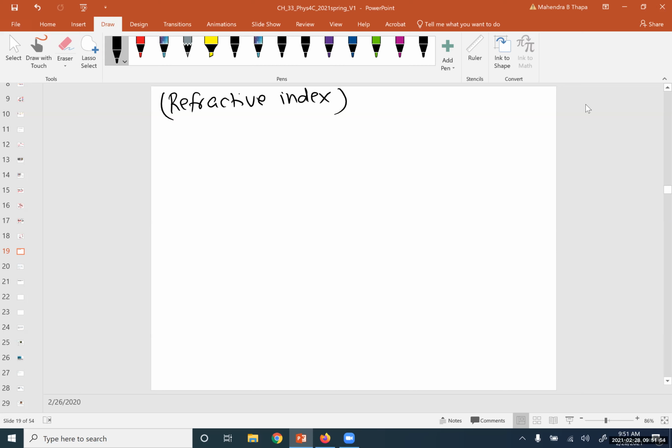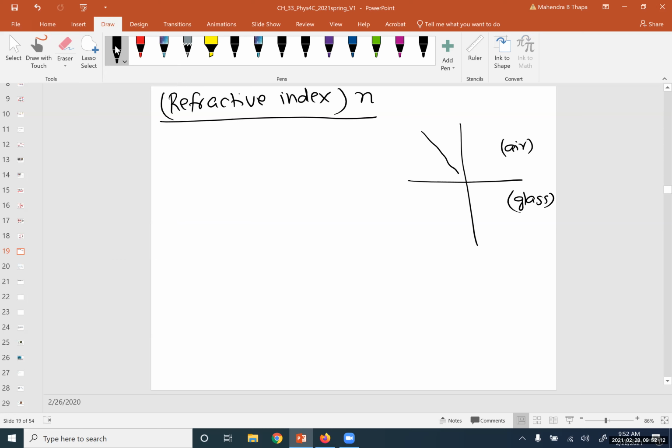Here I'm representing it by eta. Let's take an example. Say light passes from air to another medium, glass. From the previous case, we know that if light enters from air to glass, it bends towards the perpendicular line. This is θ1, the angle of incidence, and θ2 is the angle of refraction.